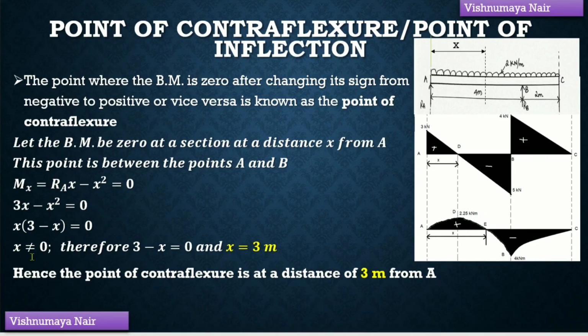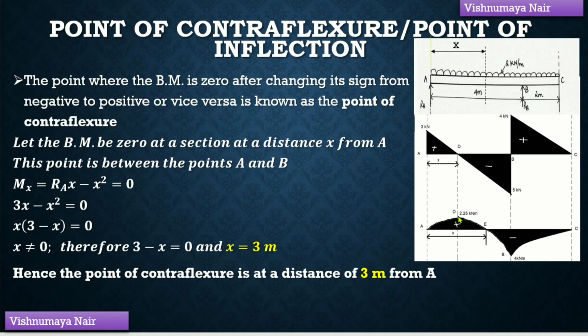But x can't be equal to 0 because at x equal to 0, the bending moment is not changing its sign. So x can't be equal to 0. So 3 minus x is equal to 0, which means that x equal to 3 meters. Therefore, at a distance of 3 meters from the end A, the bending moment is equal to 0, and this point is known as the point of contraflexure. So the point of contraflexure is at a distance of 3 meters from the end A.